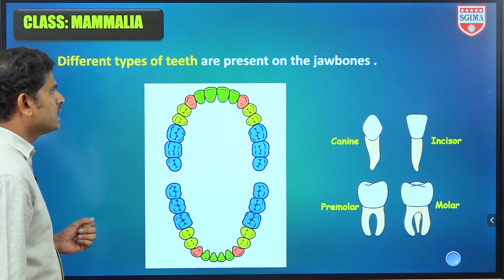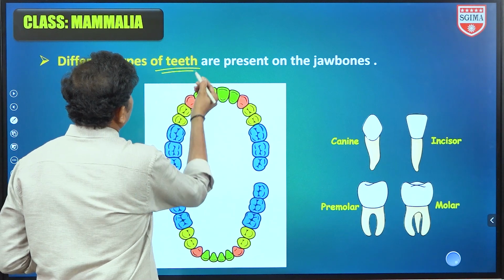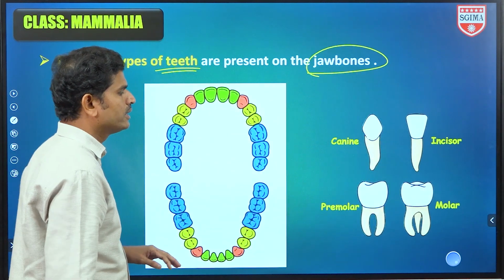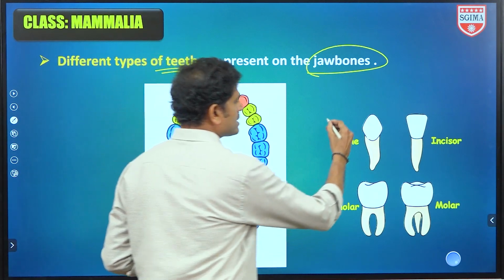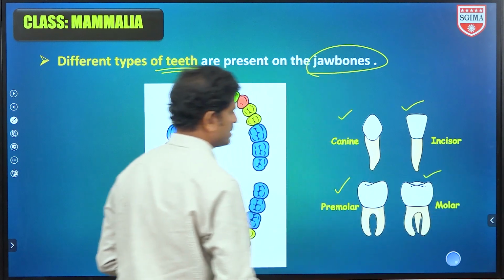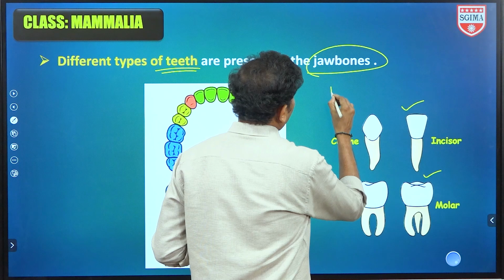Different types of teeth are present on jawbones. Different variety of teeth. Those are called canines, incisors, premolars, and molars. So these are the 4 types of teeth. That's why it is called heterodont dentation बोलते.